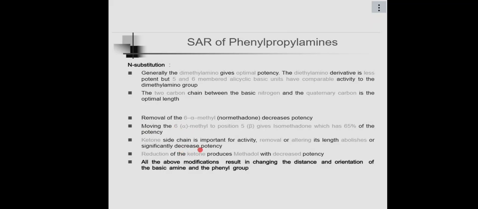The ketone side chain, which we've already looked at, is important for activity. Indeed, all those compounds do have the ketone, with the exception, I think, of propoxyphene, and therefore less activity. The ketone side chain is important for activity. Removal or altering its length abolishes or significantly decreases activity. If you look at that group, it's a C double bond O C2H5. That is a propoxyl group. Is it the propoxyl?